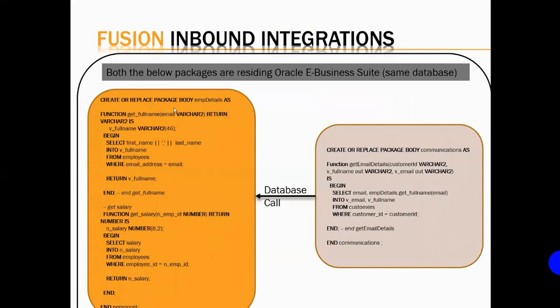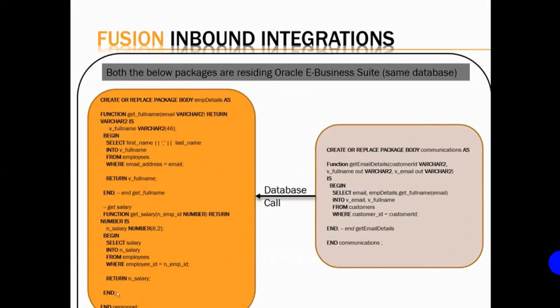In this package, I have a function called get full name. Get full name is taking the email address as a parameter. In the program, from the employees table, I'm querying first name and appending last name, based on the email that has been sent. I generate the full name by appending first name with last name separated by comma. So get full name simply takes email as an input and sends the full name as the output.